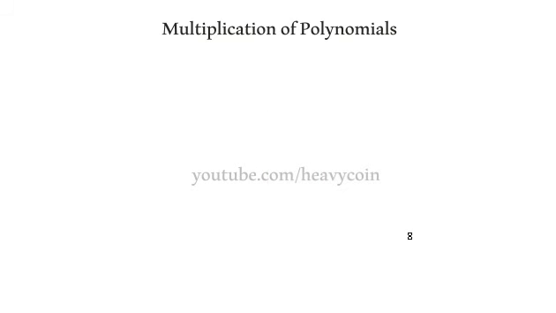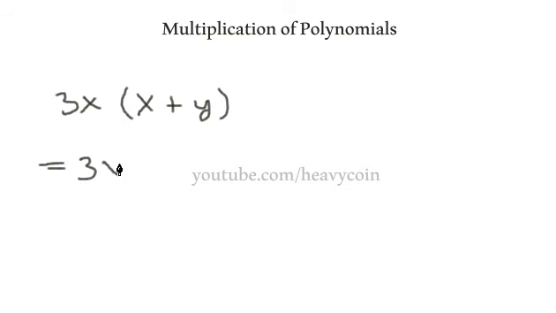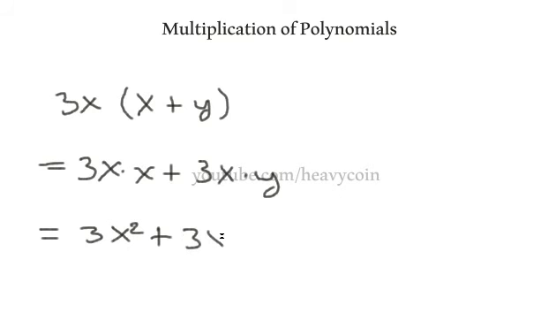So let's say that I had 3x times x plus y. Well, we do distributive law, so the distributive property, 3x times x plus 3x times y, and we get 3x squared when we add our exponents, plus, and of course there's not much we can do with that. Okay.